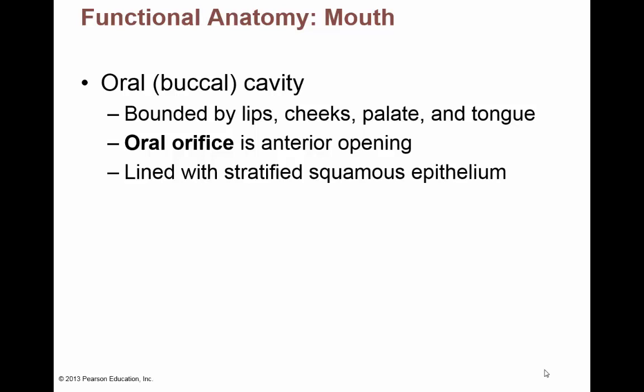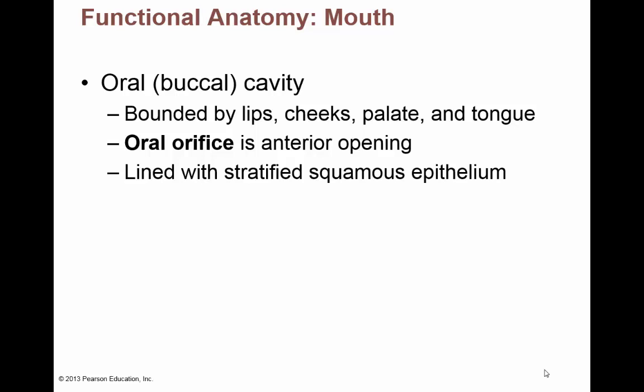So starting with the top, the mouth, also known as the oral cavity, also known as the buccal cavity. It's bounded on the different sides by lips, cheeks, palate, and tongue. Their main goal is to help keep the food in and keep it within the teeth itself. The oral orifice means the hole at the front when you open your mouth. It's the anterior opening. It's the fancy way of saying the oral orifice.